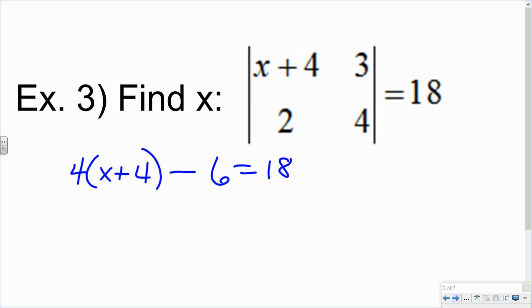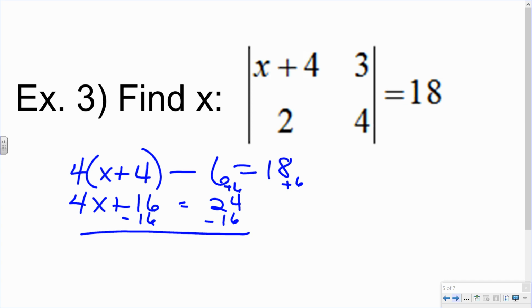And so let's see, I've got a 4x plus 16. And I know I'm going to have to get everything over on the right-hand side. So if I go ahead and add the 6, I've got 24, right? And then let's get the 16 over there as well. So let's subtract 16, 4x equals, so x equals.